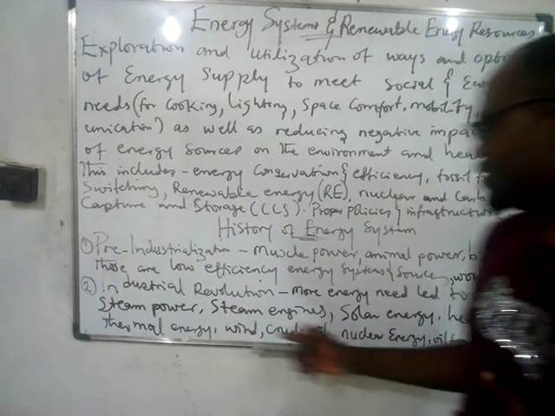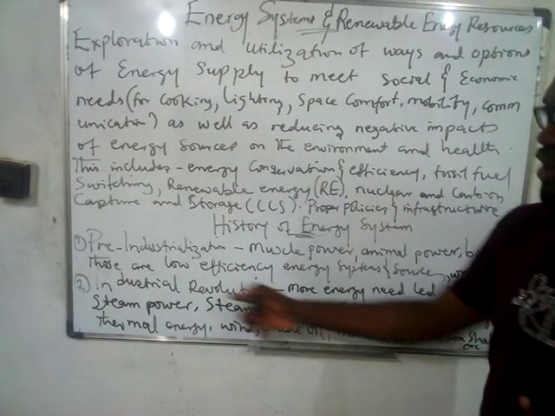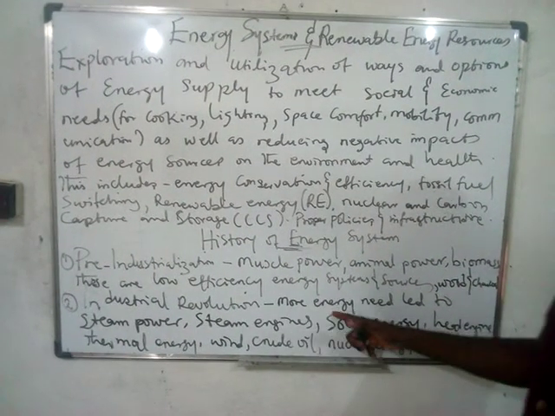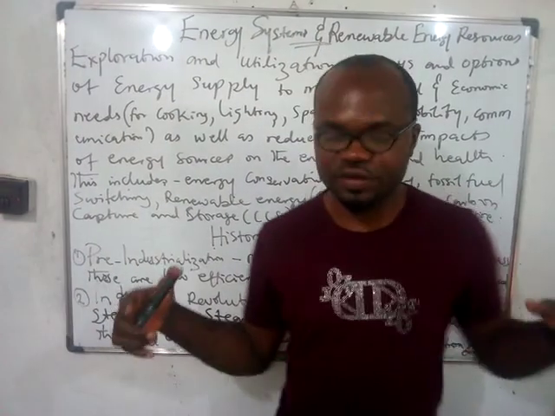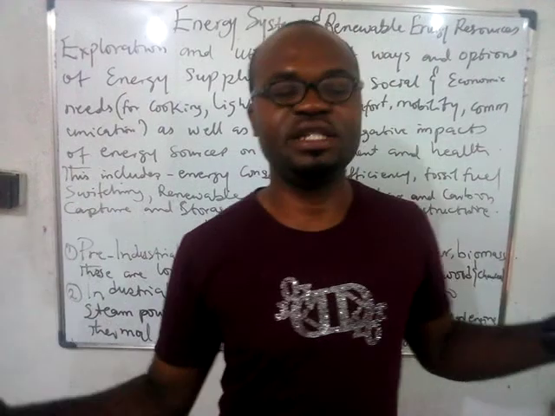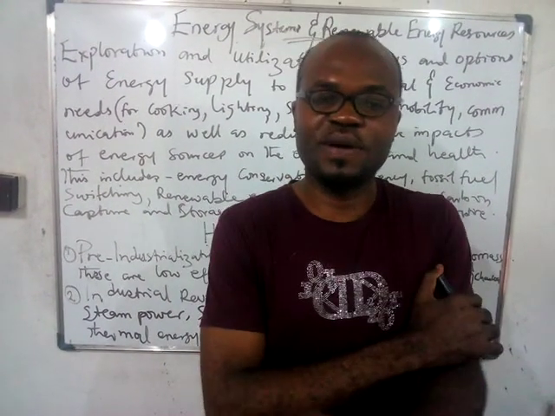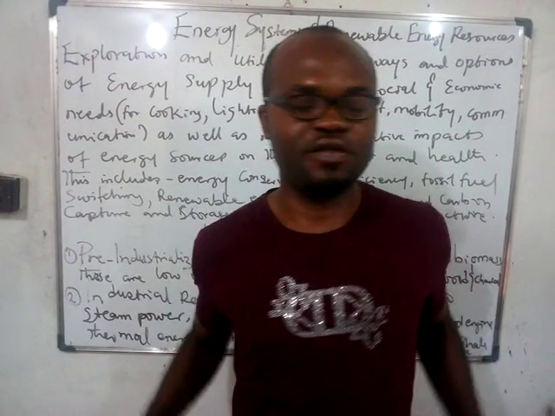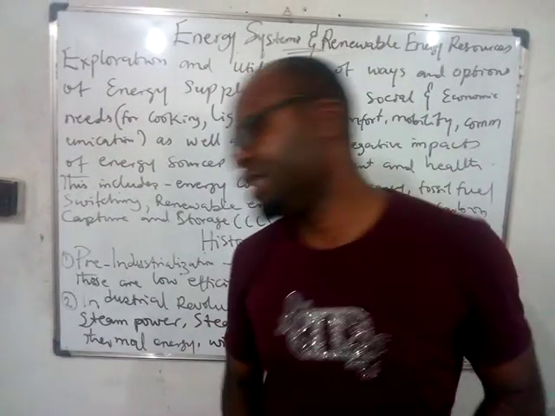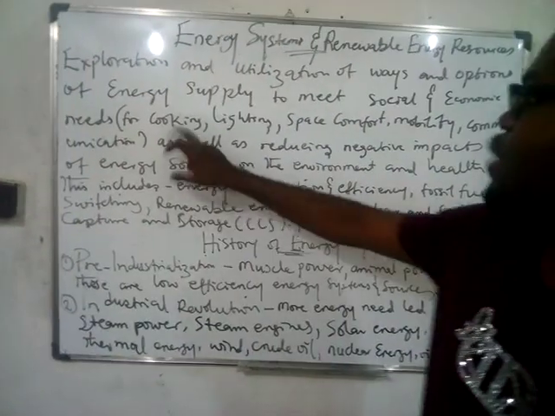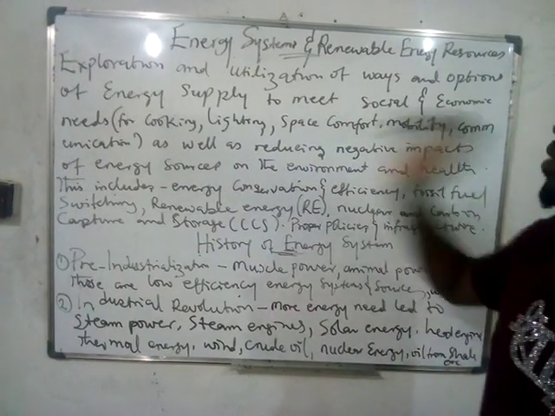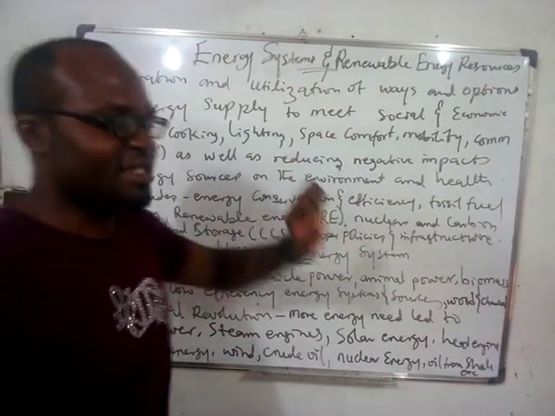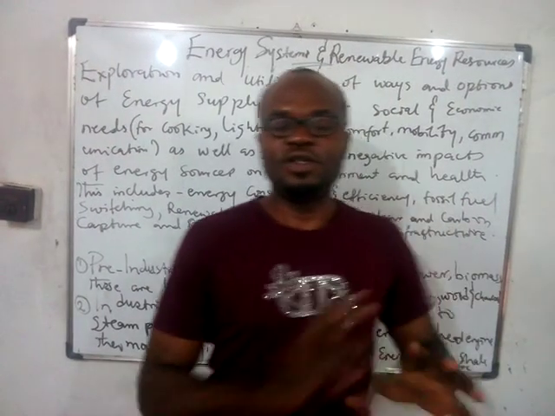The systems of energy used during the industrial revolution are there because there was a need for more energy. During the industrial revolution, there was need for more energy from every source. So you find out that muscle power or animal power was not enough to take care of the energy needs. So human beings started discovering and exploring other ways to provide energy in order to satisfy the wants of cooking, lighting, space comfort, mobility, communication, and other areas. So it is very important that we understand that there is this need for so much energy.